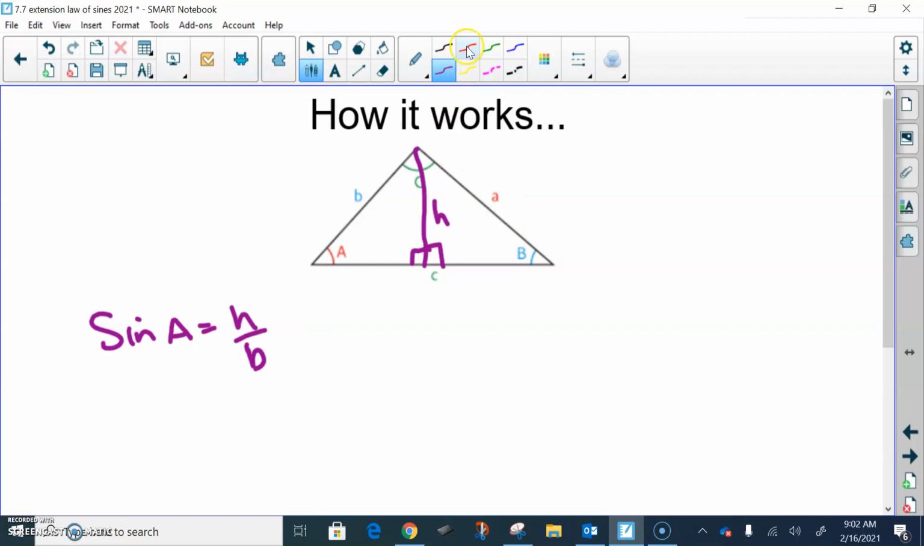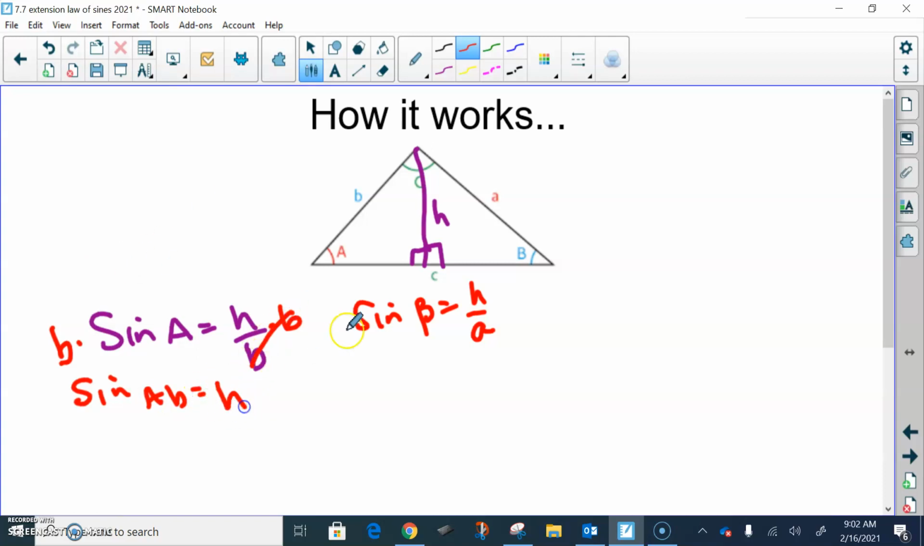Now I'm going to do sine of angle B. Sine of angle B is opposite over hypotenuse, so that's H over A. Now I'm going to solve each side for H, so I'm going to multiply both sides by B. So I get sine of angle A times B equals H. And I'm going to do the same thing over here. I'm going to solve for H. I want to get H by itself, so I'm going to multiply both sides by A. So I get H equals sine of angle B times A.